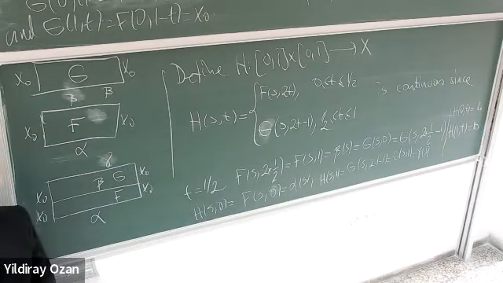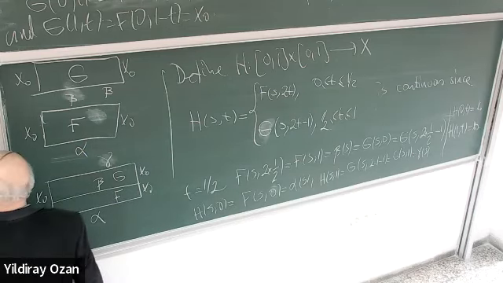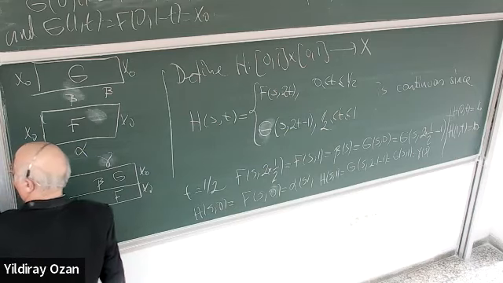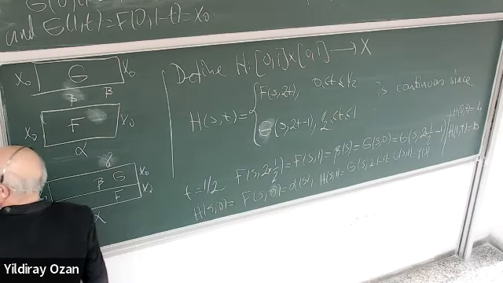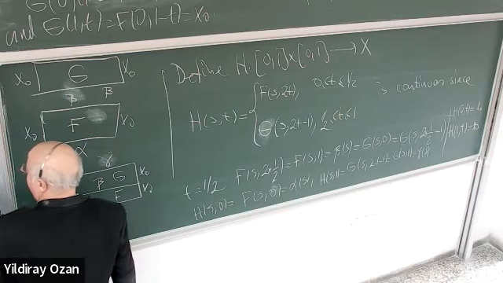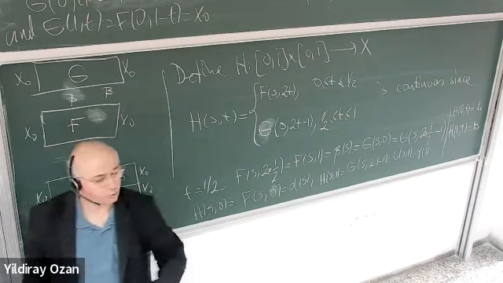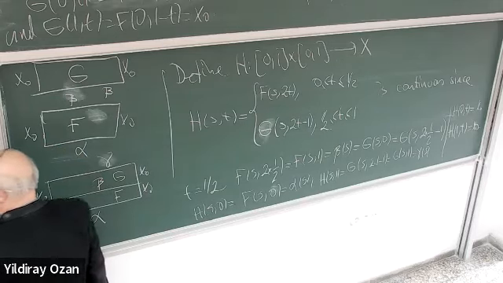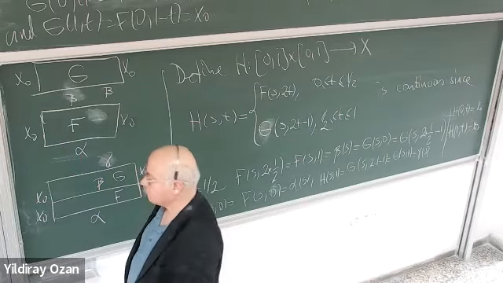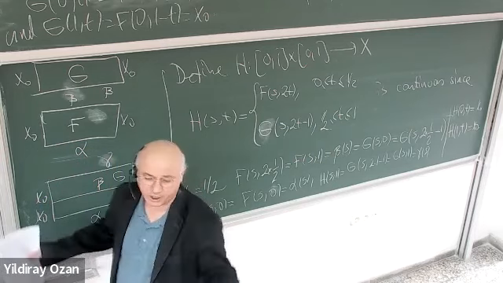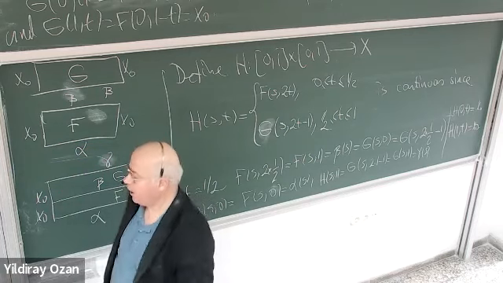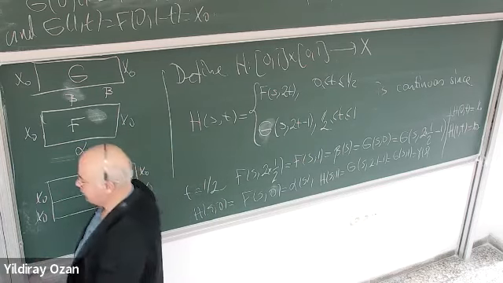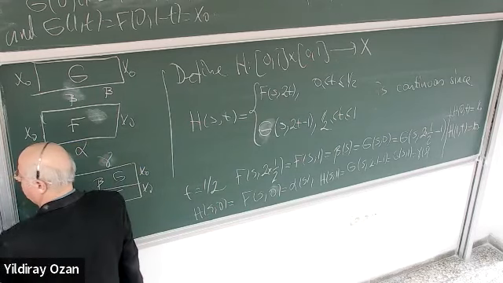Just consider this loop. Let's say alpha is this one. Alpha of s is just cosine 2 pi s, sine 2 pi s. It's the curve that goes around the origin counterclockwise. And let's choose beta of s to be, well, you may choose, for example, a constant function or a function which goes in the opposite direction.